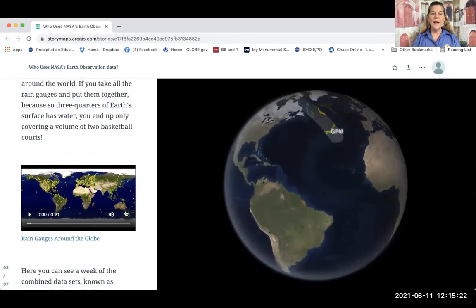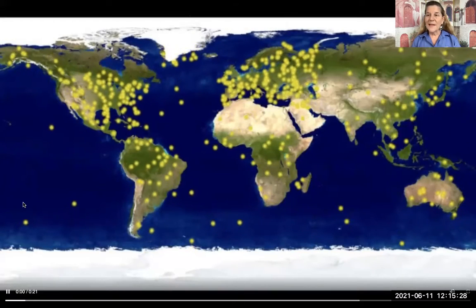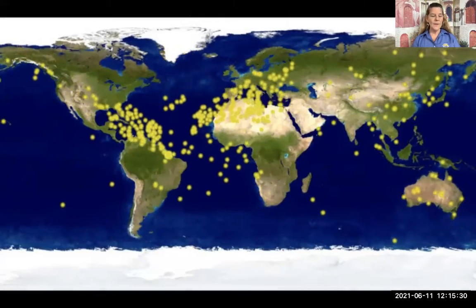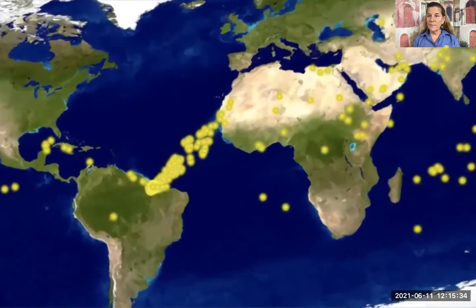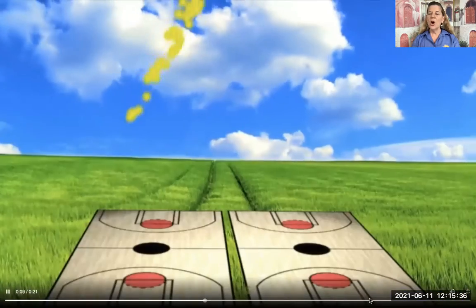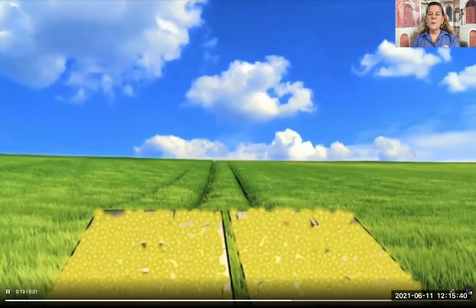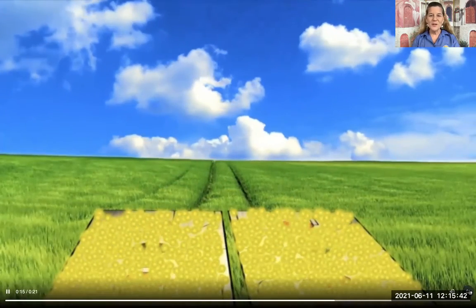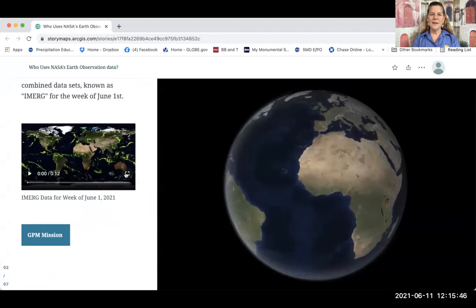So many of you have rain gauges and you use them to collect rain precipitation data. Why do we need a satellite to measure this data as well? Well, because 73% of Earth's surface is covered by water. And if you were to take all of the rain gauges from around the world, they would only equal the volume of about 2 basketball courts. So therefore, we also need to be measuring precipitation from space.